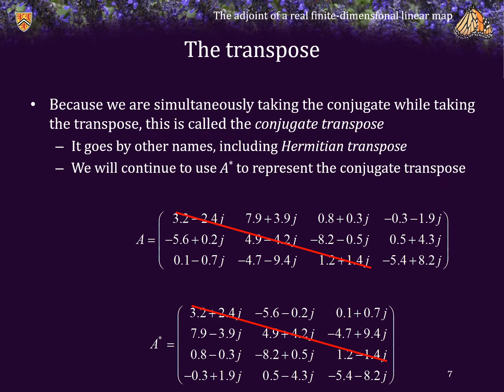Now, because we are simultaneously taking the conjugate while we are calculating the transpose, this operation is called the conjugate transpose. It goes by other names such as Hermitian transpose, but we will use the phrase conjugate transpose and represent it by a star.